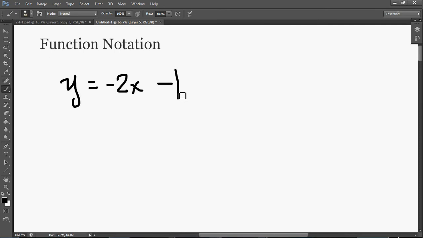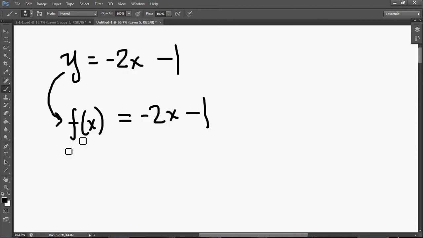And function notation is just a fancy way of saying instead of the letter y, I'm actually going to write f of x here. So instead of y equals negative 2x minus 1, I'm going to write f of x is equal to negative 2x minus 1. And you know, they can switch this around. It doesn't necessarily have to say f of x. It can actually say g of x is equal to negative 2x minus 1.